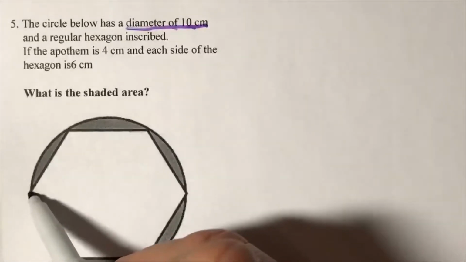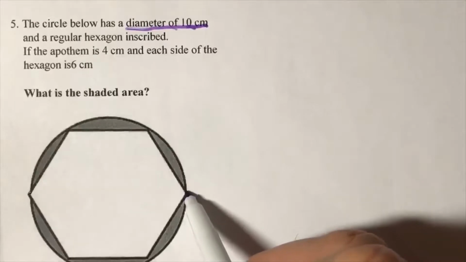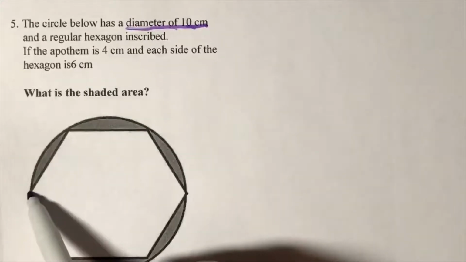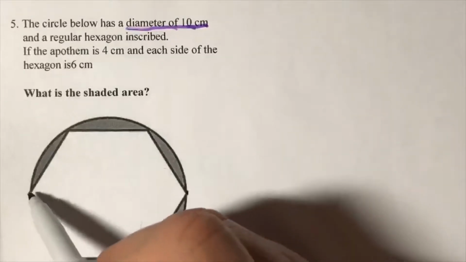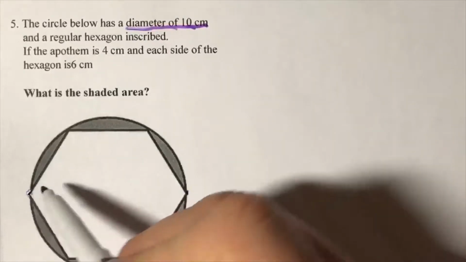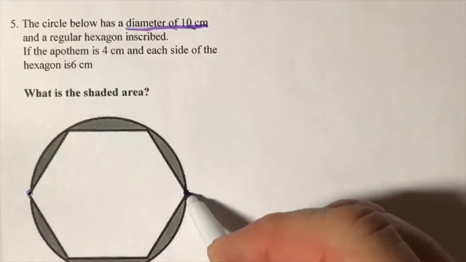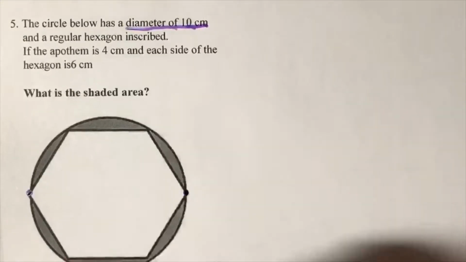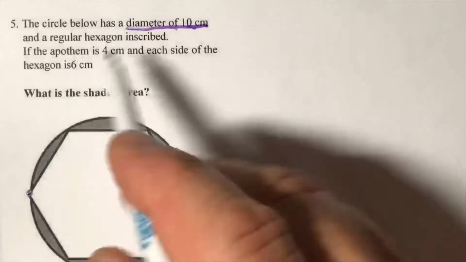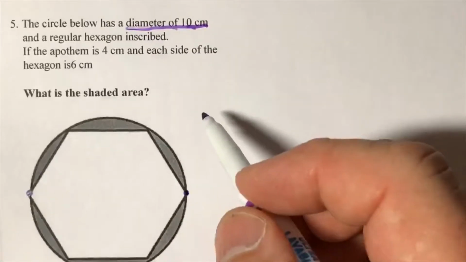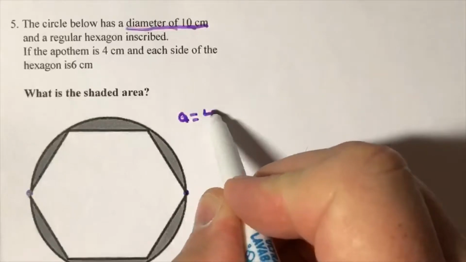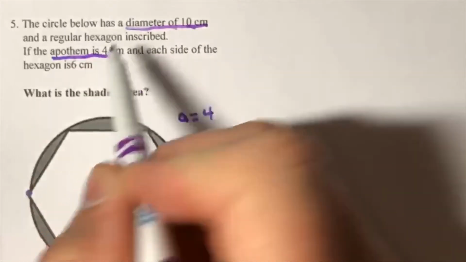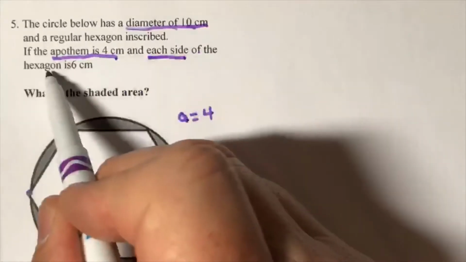Now, when I created this figure, I couldn't get these two vertices to get close to that circle, but I want you to know that this is supposed to be touching the circle here. Okay, so this is inscribed. We have an apothem. Let's go ahead and make a note here that we know the apothem is 4. Underline that. Okay, and each side is 6.